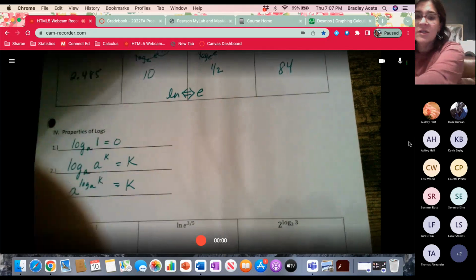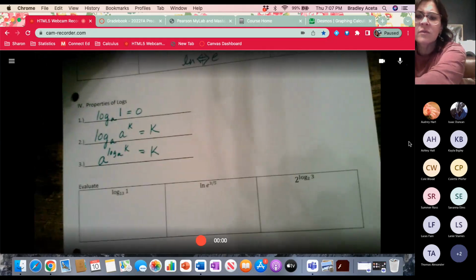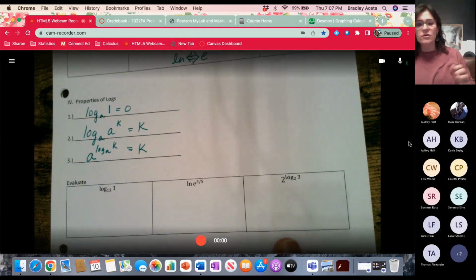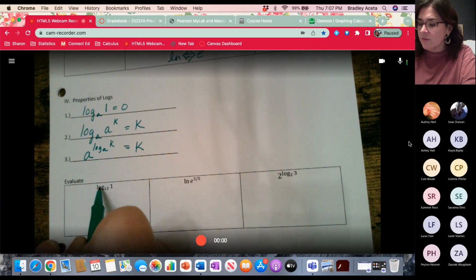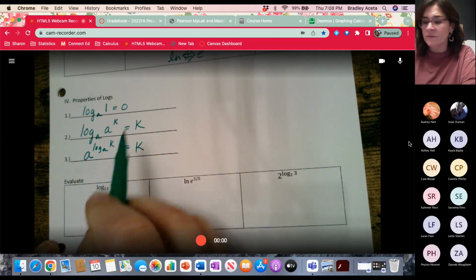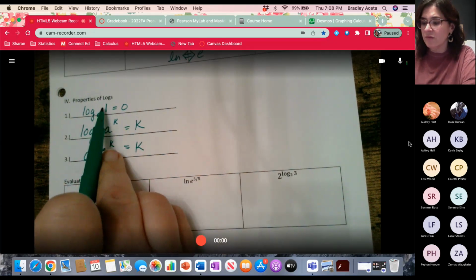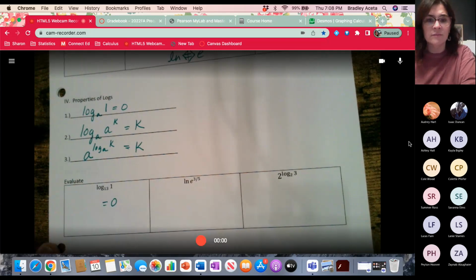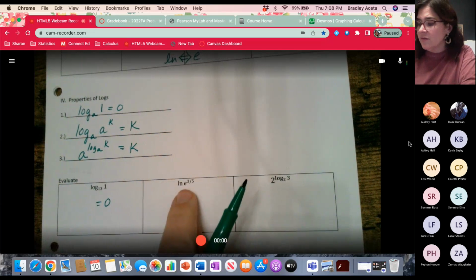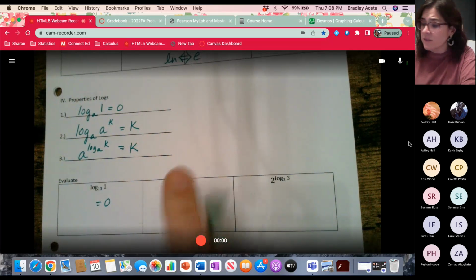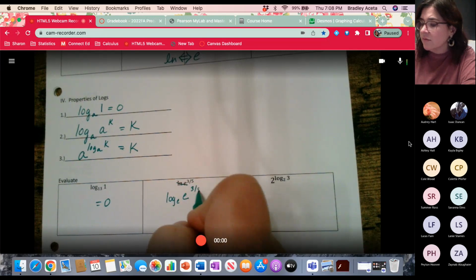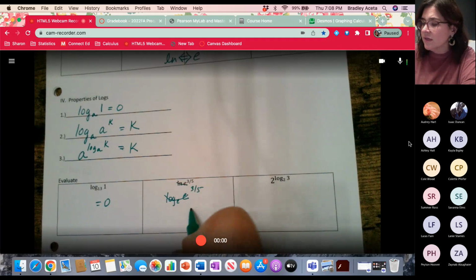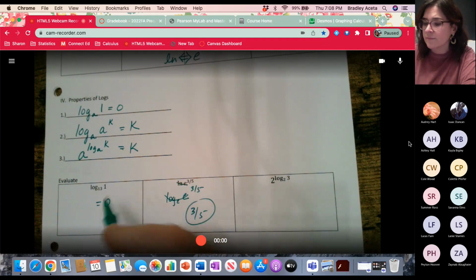Okay. So again, just to show you how these work, and again, you can use your calculator for them. Log base 13 of 1, log base anything of 1, equals 0. And ln of e to the 3/5, they really cancel each other out, because ln of e to the 3/5 is really log base e of e to the 3/5, and that is your answer, 3/5.